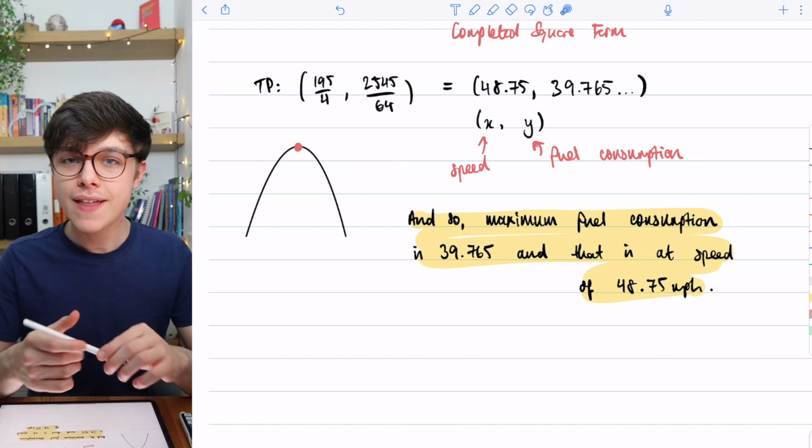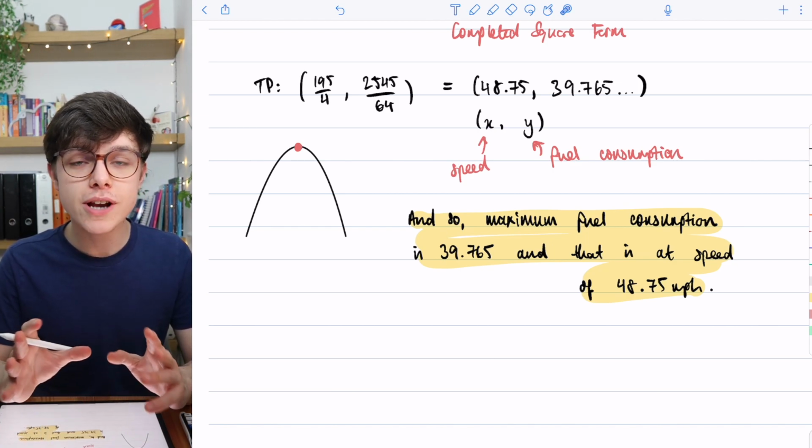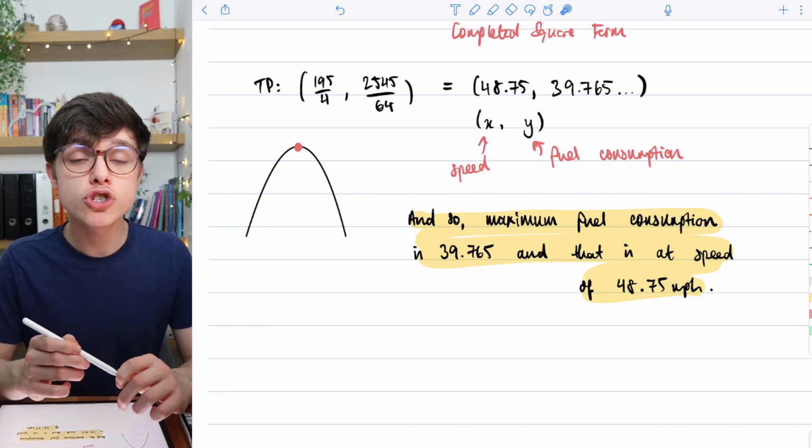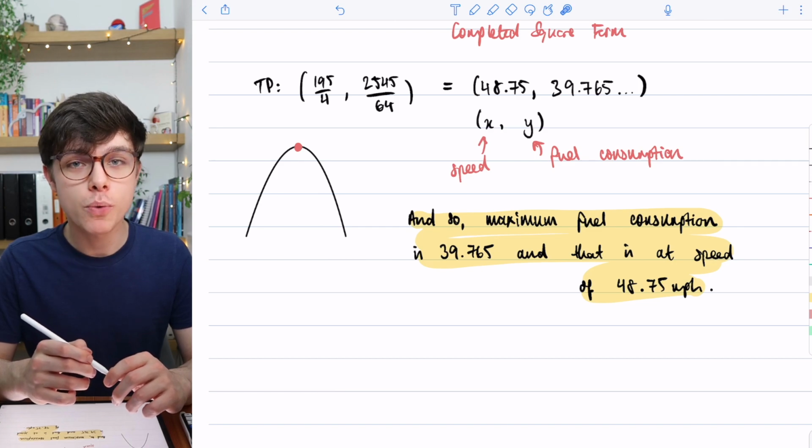So hopefully that makes a little more sense. There's tons of questions online and in textbooks to have a look at different examples, but those were just 2 examples of modelling with quadratics.